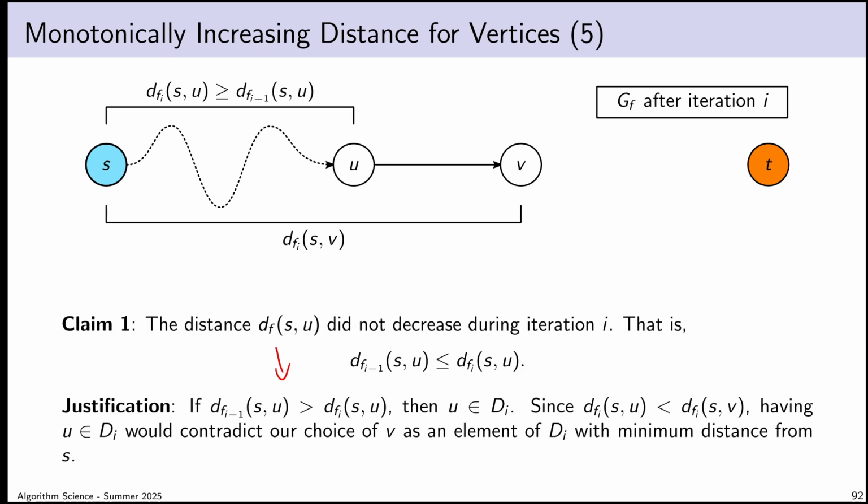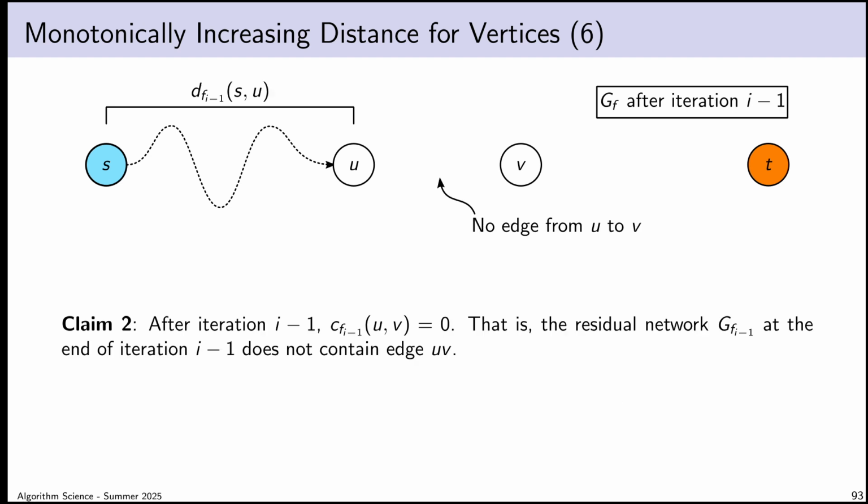So if we go back over to where we were, if vertex U had its distance decrease, then vertex U was in D_i. Additionally, a minute ago, we observed that the distance of vertex U is less than the distance of vertex V, which means back when we chose V, we made the wrong choice, which is obviously a contradiction. So if U were in the set D_i, then I wouldn't have chosen this vertex V. But I did choose this vertex V, which means U cannot be a member of D_i. Therefore, it's reasonable for me to assume that the distance of vertex U did not decrease during iteration I. Okay, that's claim 1. Claim 2.